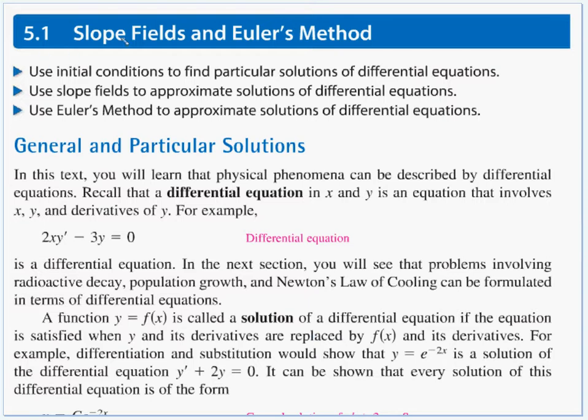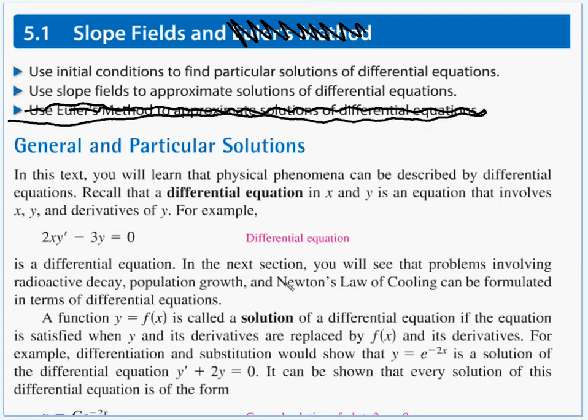And here we are in section 5.1, slope fields. Again, we're not going to do Euler's method. It says here we're going to use initial conditions to find particular solutions of differential equations. We'll use slope fields to determine approximate solutions of differential equations. And then again, Euler's method is an approximation method, and it's not tested on the AP test, not on the AB test. So we're not going to look at that in this class.